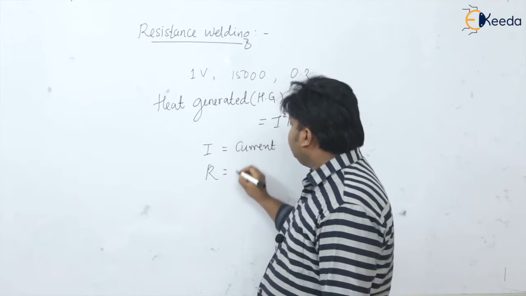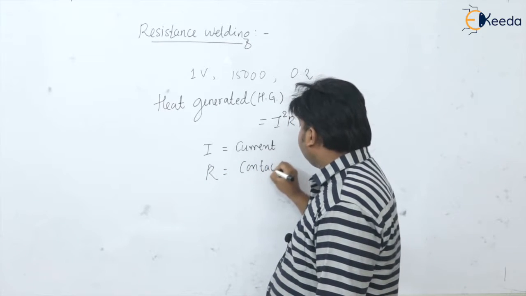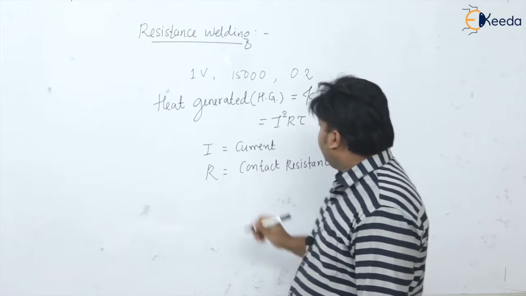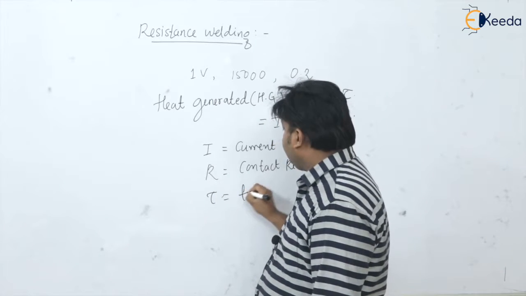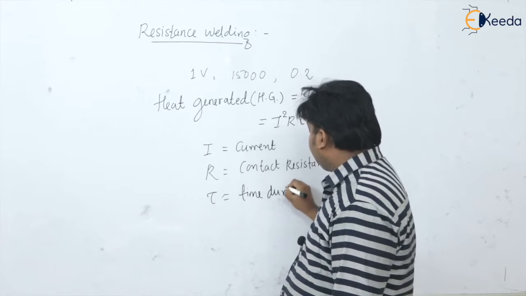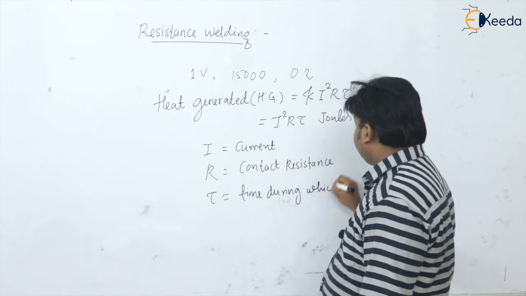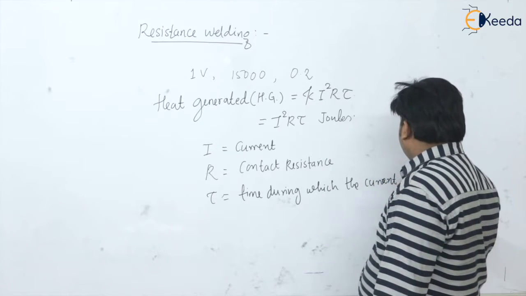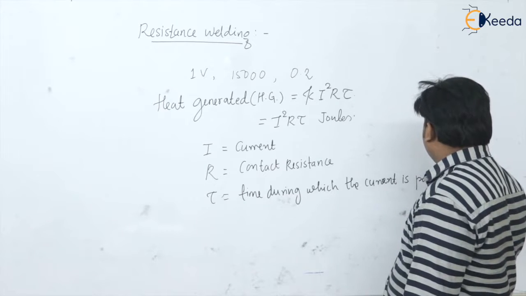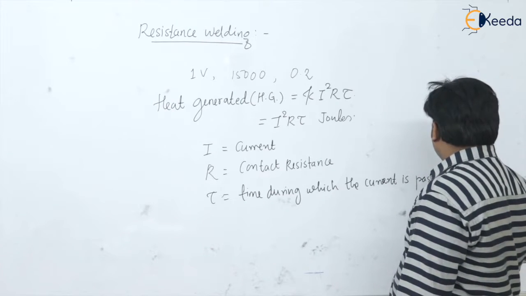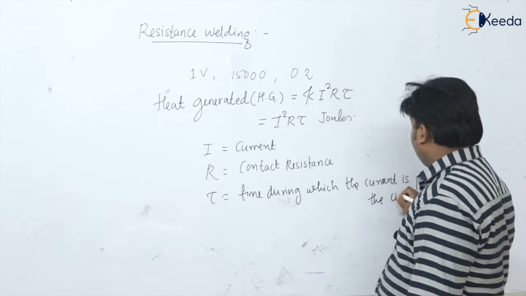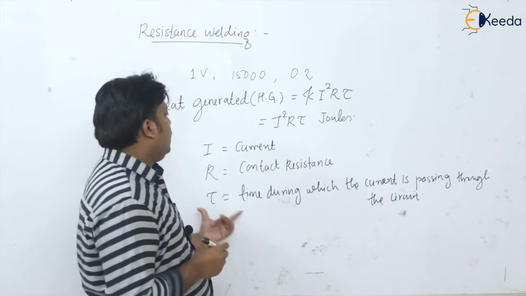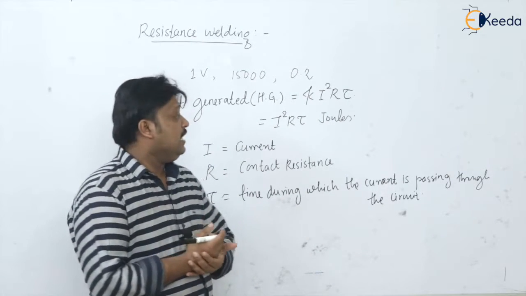R is the contact resistance at the interface, and tau is the time during which the current is passing through the circuit or joint. So this is the heat generated in the welding.